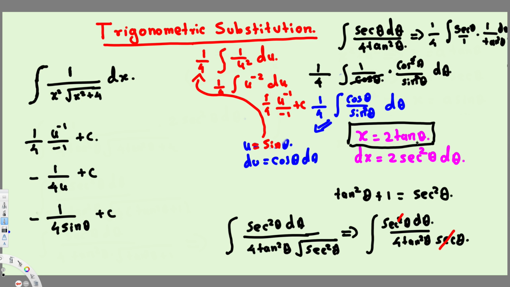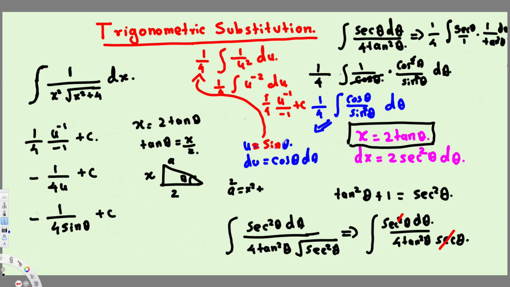Now we have to find out what sine theta is going to be. To find that out, we have to take this again. We know that x is equal to 2 tan theta. Therefore, tan theta is going to be equal to x divided by 2. So in this case, we have to create a right angle triangle. If we take theta as this one, and we know that tan theta is opposite over adjacent. So here the opposite is going to be x and adjacent is going to be 2. And using the Pythagorean theorem, if we take this one as a, we know that a squared is going to be equivalent to x square plus 2 square. Therefore, a is going to be equivalent to the square root of x square plus 4. So we can replace this one with square root of x square plus 4.